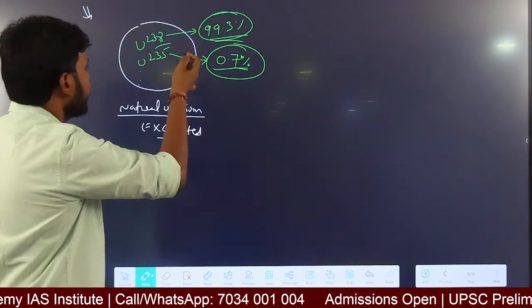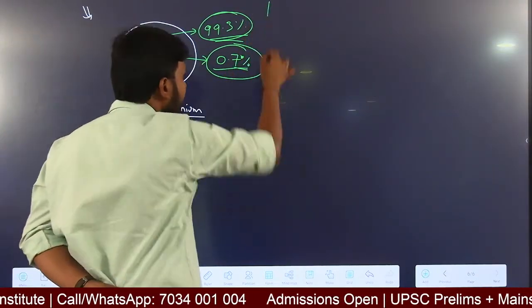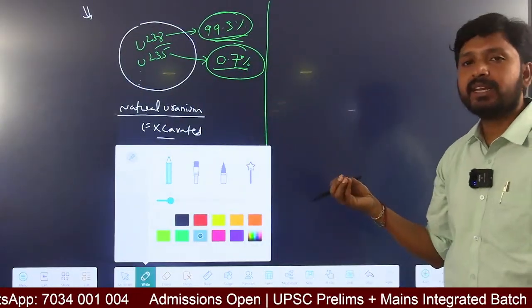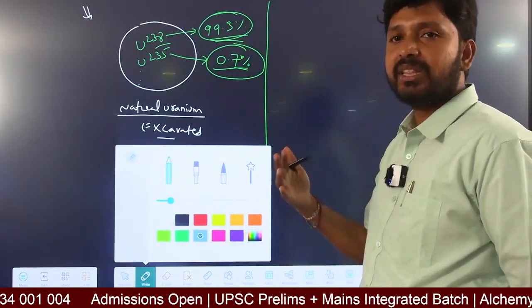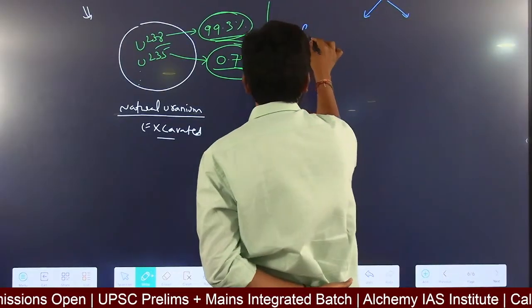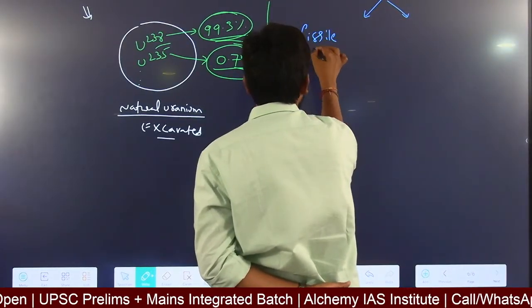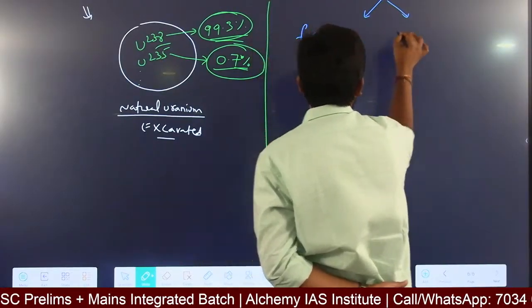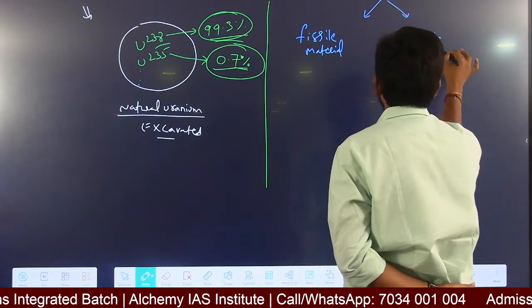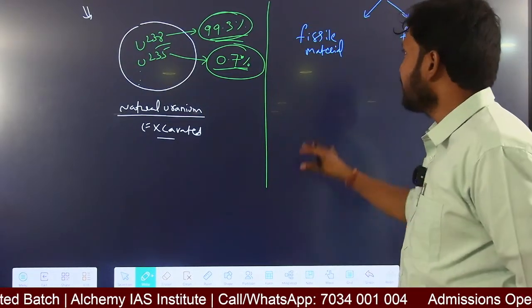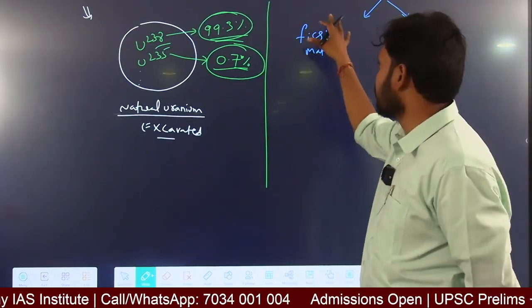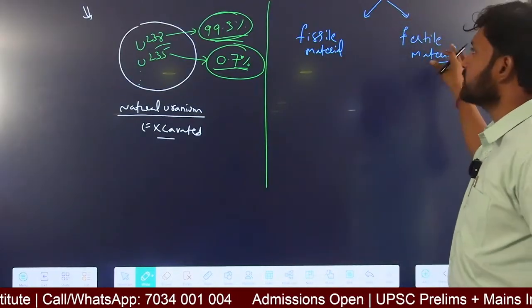Is it clear? Why I was discussing this is that there is one connected topic: the materials used in a nuclear reactor. Generally there are different types of materials. They are classified into two types: one is called fissile material, and the second one is called fertile material.